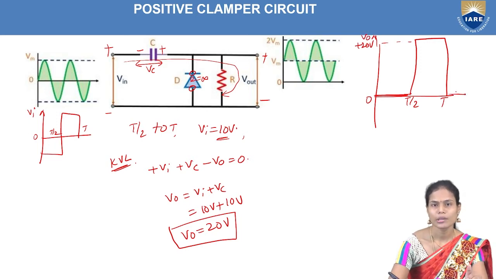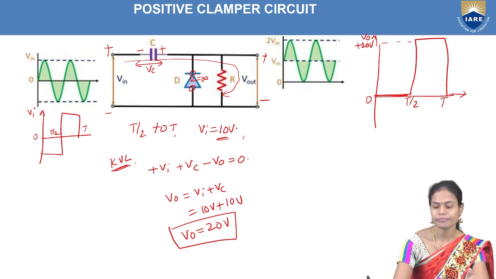So the name itself indicates it is the pass through clamper circuit. The total applied input waveform is shifting towards the pass through direction of the wave. This is about the pass through clamper circuit.